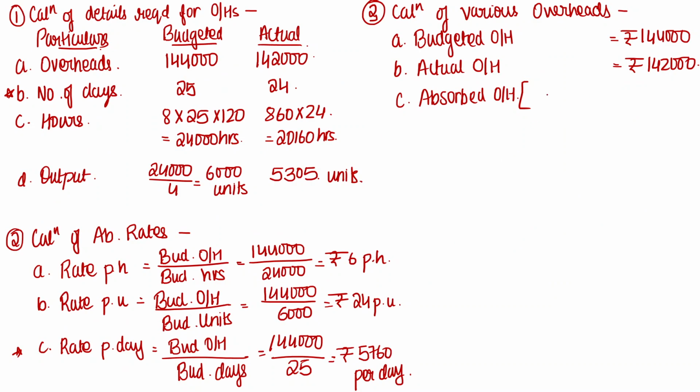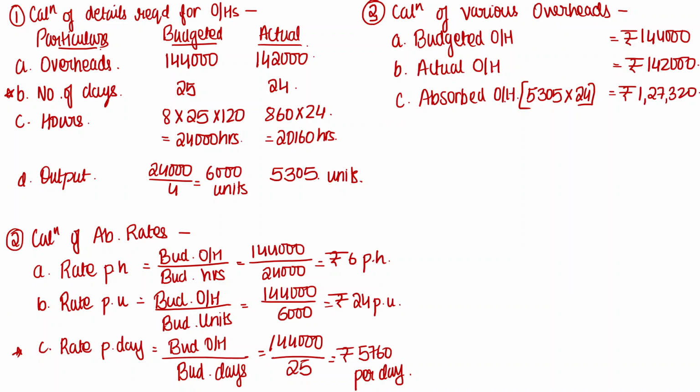Yeah, so you guys told me actual overheads, that is the actual output, that is 5,305 units into the rate that is 24. That is equal to 1,27,320.